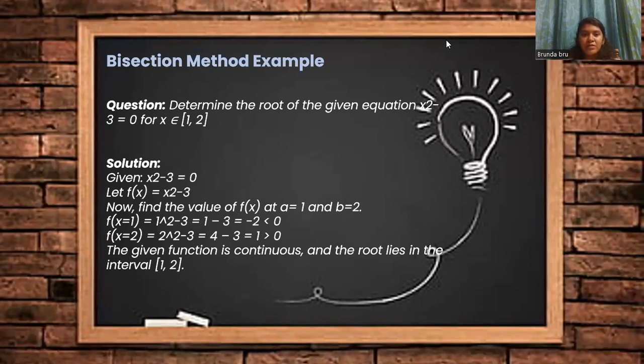The question is, determine the root of the given equation x square minus 3 equal to 0 for x belongs to [1, 2]. Given x square minus 3 equal to 0. Let f(x) equal x square minus 3. Now find the value of f(x) at a equal to 1 and b equal to 2. f(1) is 1 square minus 3, which is minus 2, that is less than 0. f(2) is 2 square minus 3, that is 1, which is greater than 0. The given function is continuous and the root lies in the interval [1, 2].